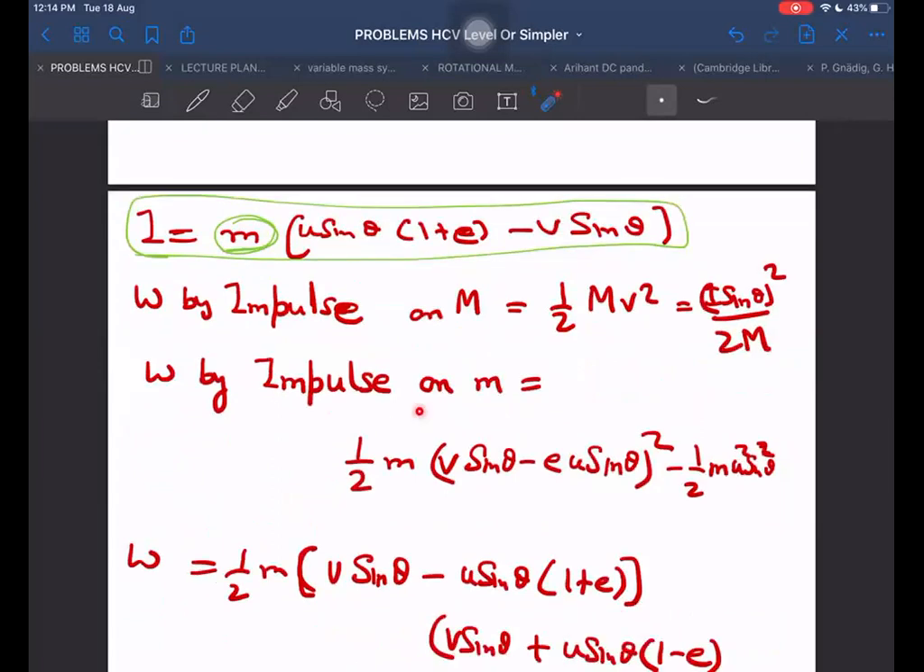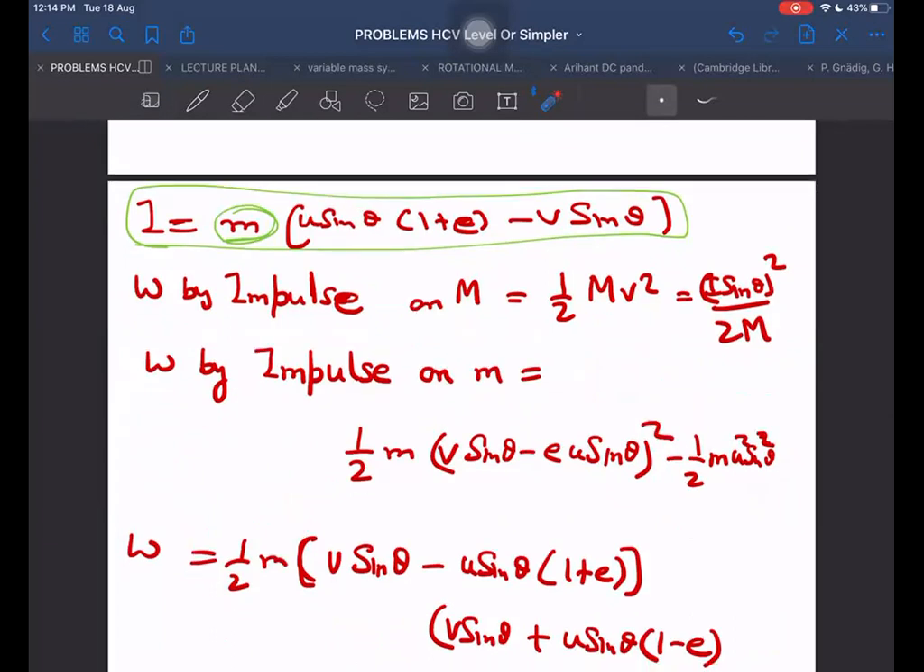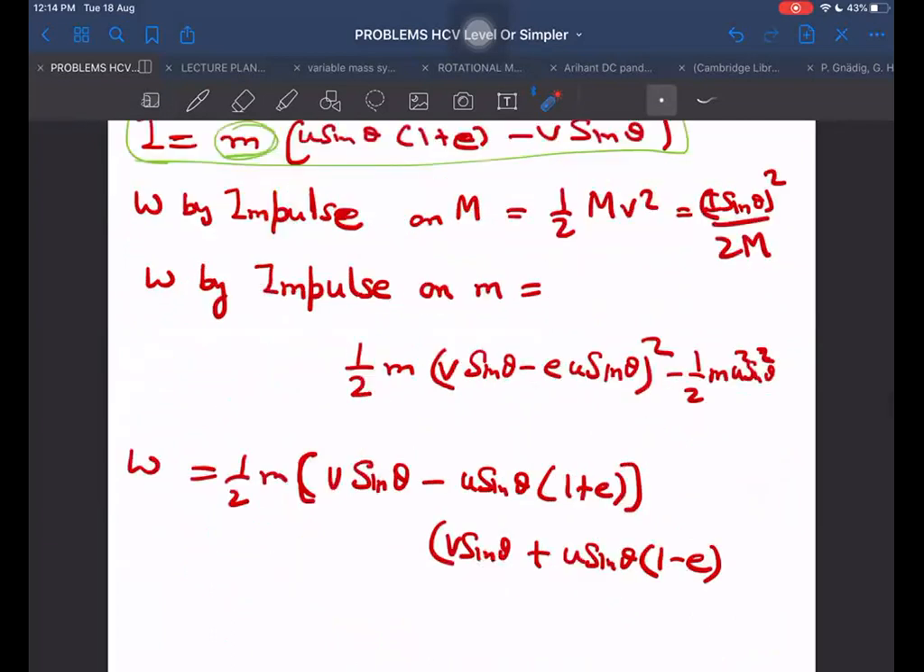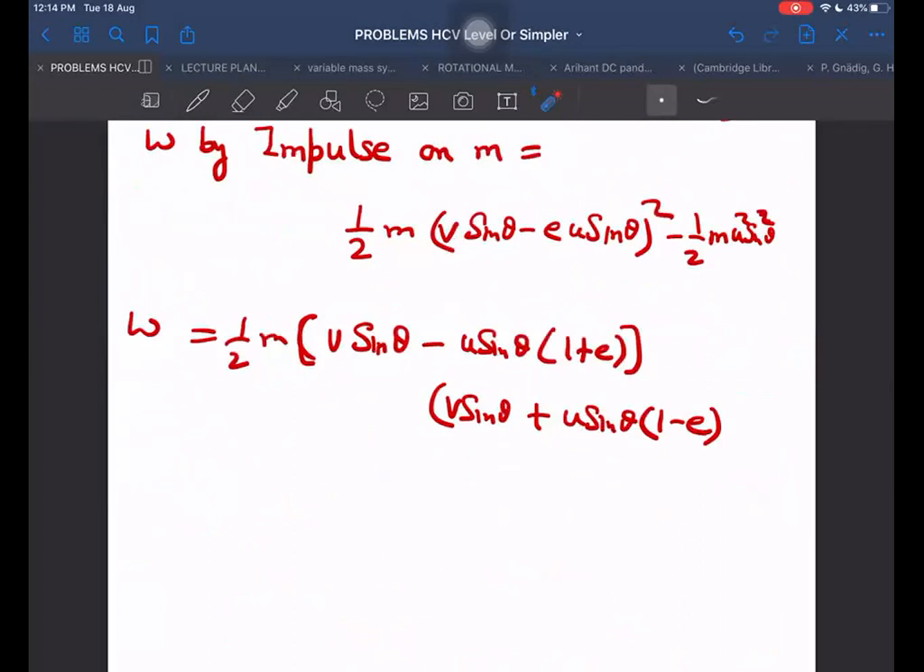What about the impulse on small m? The work done by impulse acting on small m is again the change in kinetic energy, which is half into m into the final speed square. I am taking only the velocity along the normal, because along the other direction there is no impulse and no change. Initially the kinetic energy is the same and finally also the same kinetic energy.